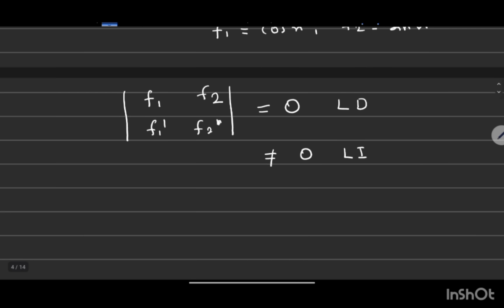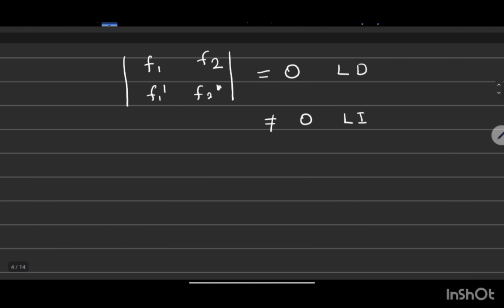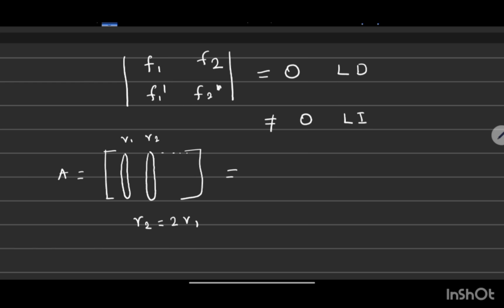This is why, whenever we talk about matrix properties, if you have a square matrix and one row or one column is linearly dependent on another, for example if R2 is equal to 2 times R1, then you will get the determinant as 0. So the matrix becomes linearly dependent.